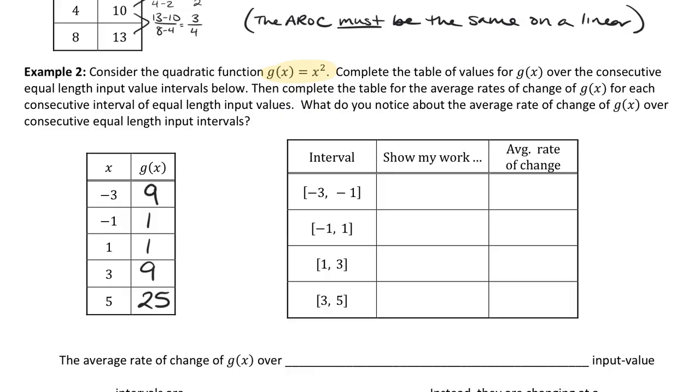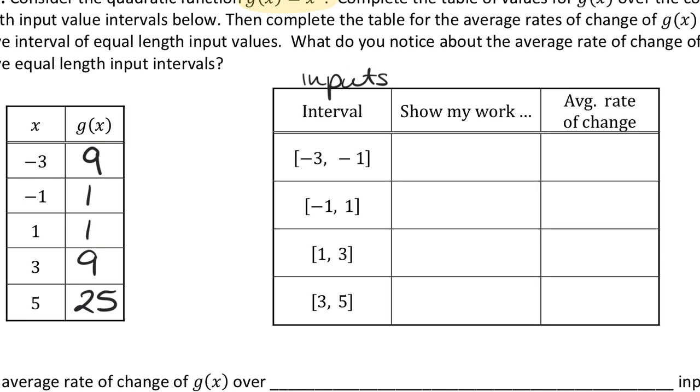If we were plotting these points, we'd have these coordinates, -3, 9, -1, 1, and on and on. Now it's asking me to find the intervals for these average rates of change. Remember, the intervals, these are input values. So we want to make sure we're using those as my input values on these intervals to create the average rate of change. To show my work here, I'm going to zoom in because my handwriting is too big.